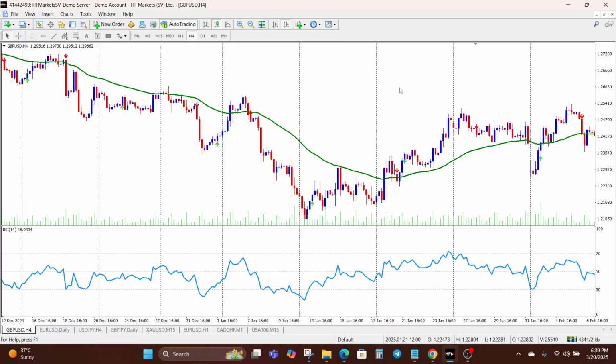And then ensure you always check higher time frames. Okay, you look at the larger time frames to confirm that the trend aligns with your lower time frame signal.